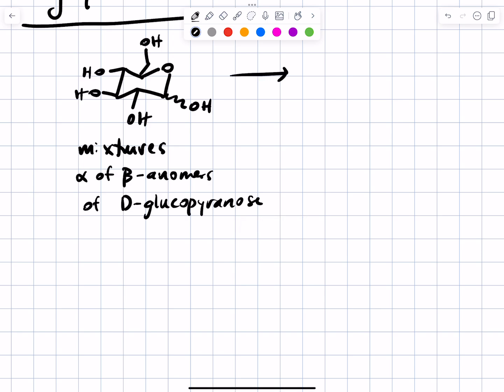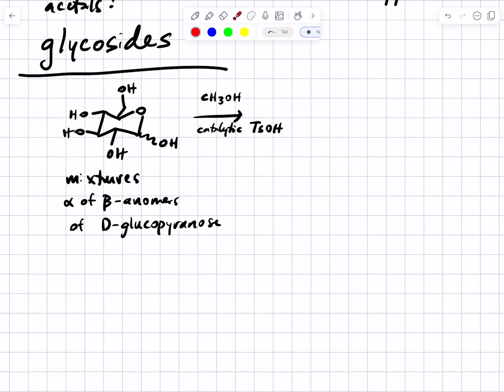Now suppose I add methanol and I add a catalytic amount of acid. Suppose I use toluene sulfonic acid. You should predict what's going to happen next, remembering that glucose is a hemiacetal, and remembering that if I supply an excess of this alcohol, I should be able to make an acetal with one molecule of alcohol and the other molecule of glucose. All right, we'll pick that up on Monday.